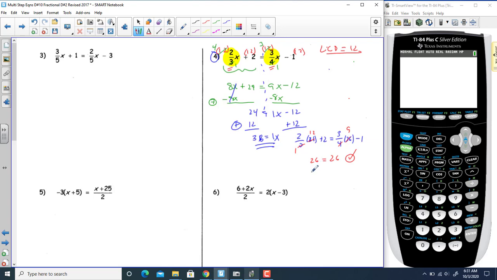If I had gotten something like 23 equals 48, that would not have been true, and x would not have been equal to 36. That would not have been the solution. I would have had to redo my work.